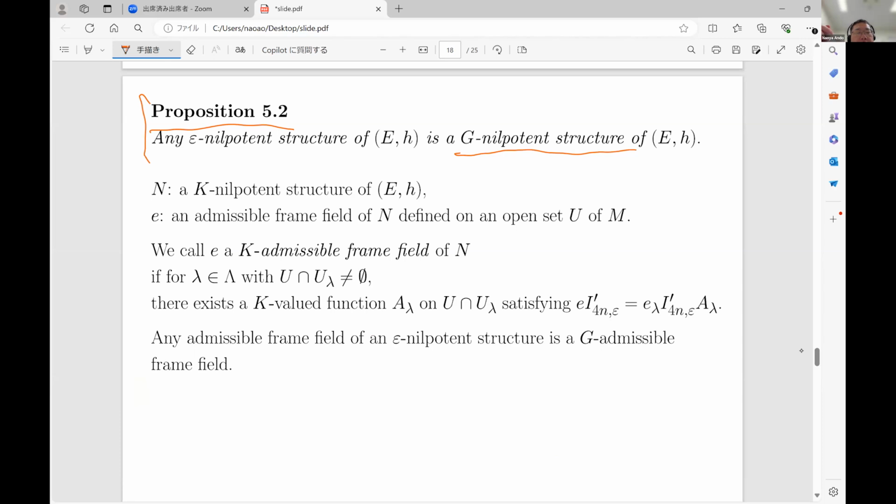Let large N be a K-nilpotent structure of EH and small e an admissible frame field of N defined on an open set U of M. Then we call small e a K-admissible frame field of N if, for small lambda with this, there exists a K-valued function A_lambda satisfying this. Any admissible frame field of an epsilon nilpotent structure is a G-admissible frame field.